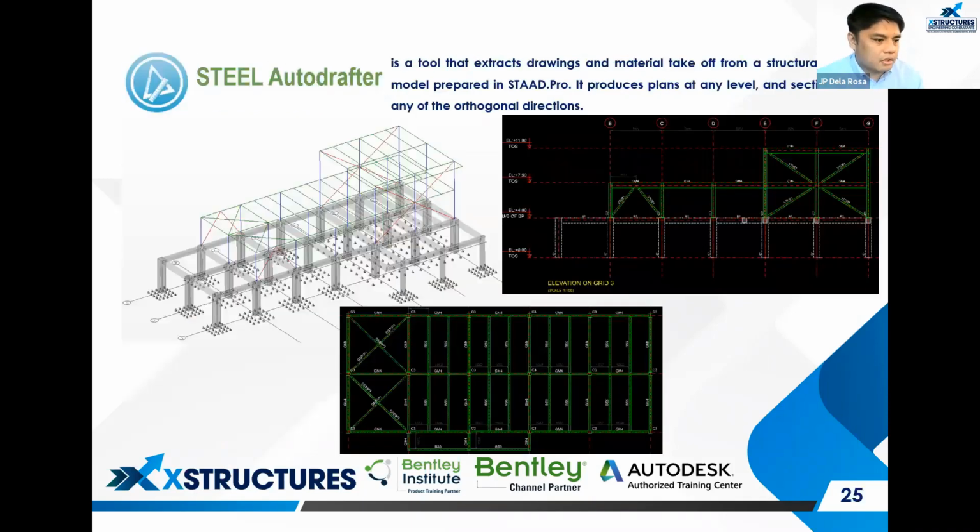And then Autodrafter is a tool that extracts drawings and material takeoff from a structural steel model prepared in STAAD.Pro. It produces plans at any level and sections in any orthogonal direction. As you can see, this is the steel Autodrafter model, directly from STAAD.Pro. You just go to Autodrafter mode, then you can directly extract these high quality drawings already, the framing plan as well as elevation drawings.